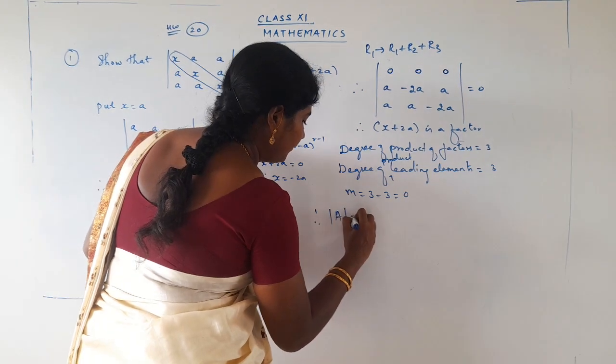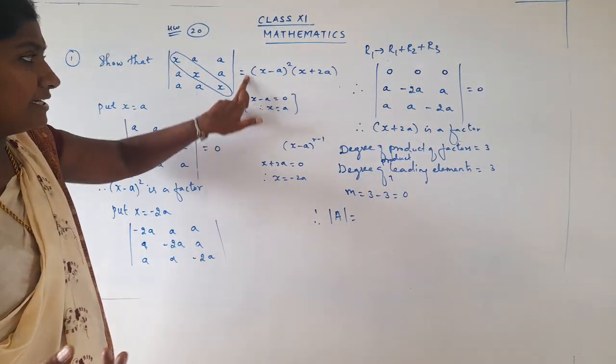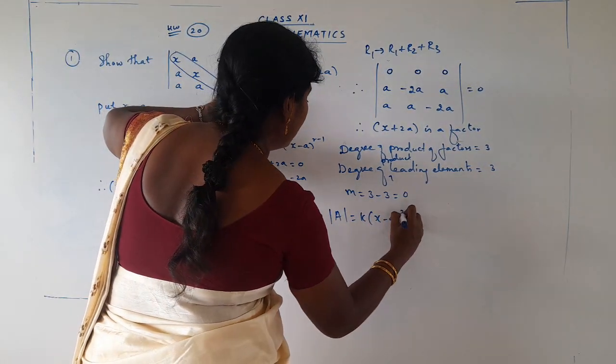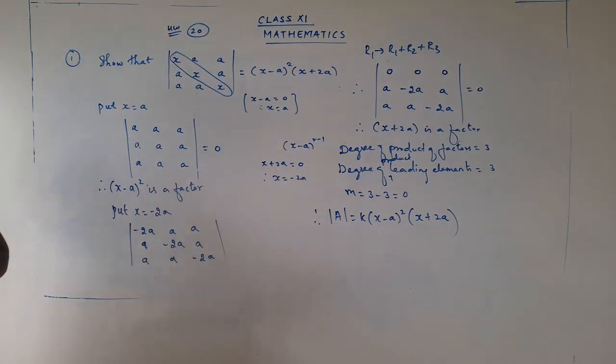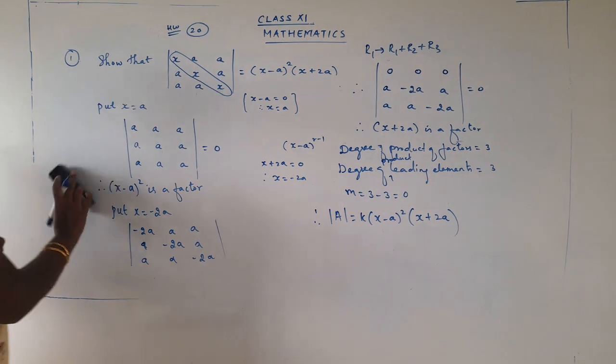Therefore, determinant of A is equal to. So what will be the value for determinant? Here just you have to add k along with the answer. This is k, x minus a the whole square, x plus 2a. So I have to write determinant of A is equal to k into x minus a the whole square into x plus 2a. Since m is equal to 0, we have to take the constant as k. Okay, now let's see what to do further.